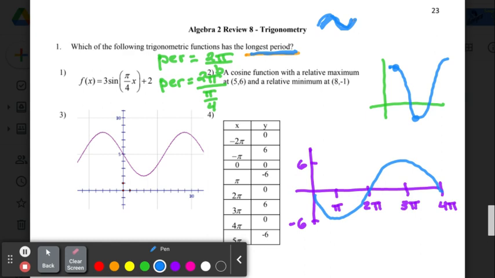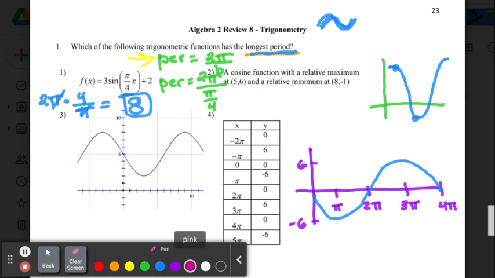Or if you're looking at an equation, like in question number 1, the period is the formula 2 pi over b. So what I did to save a little time is I did 2 pi over, here's our b, pi over 4. To simplify this, we're going to do 2 pi, change to multiply, flip the fraction. Pi's cancel out, so you're left with 8. So our period for option 1 is 8.